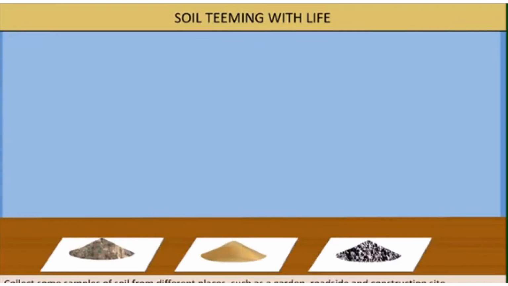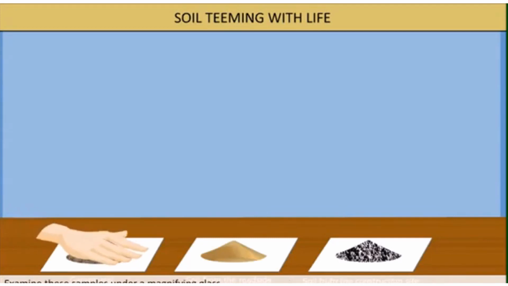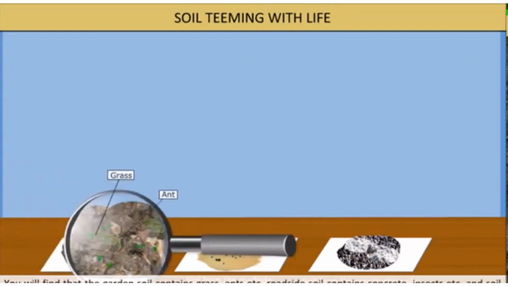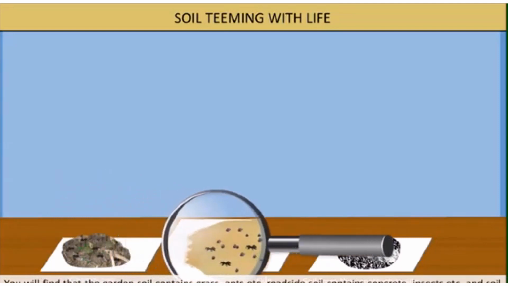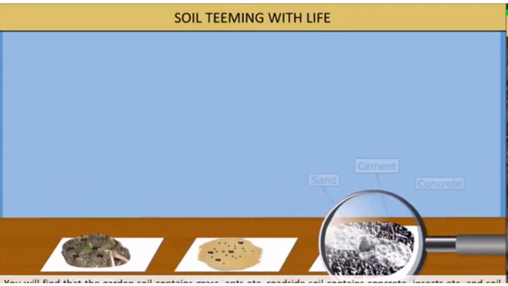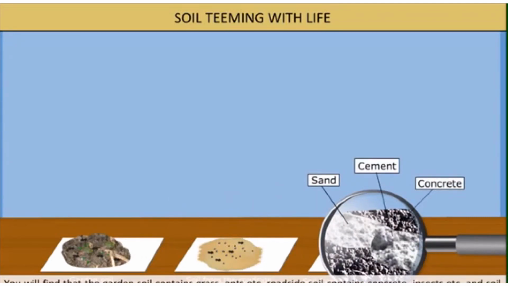Collect some samples of soil from different places such as a garden, roadside and construction site. Examine these samples under a magnifying glass. You will find that the garden soil contains grass, ants, etc. Roadside soil contains concrete, insects, etc. And soil from the construction site contains sand, concrete and cement.